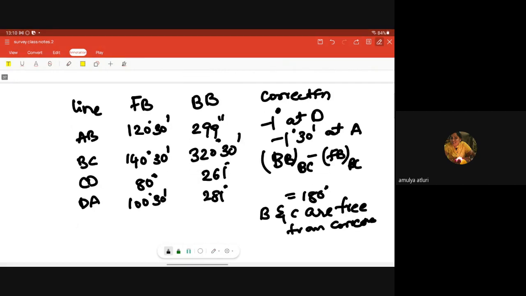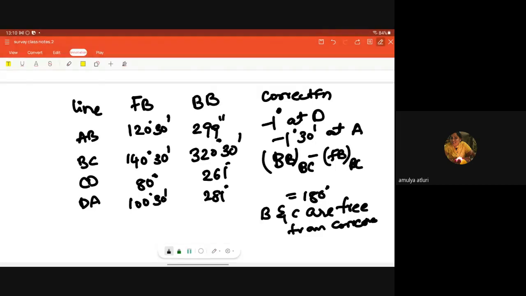So these are angular measurements. Now let's take a few questions from previous grade papers.